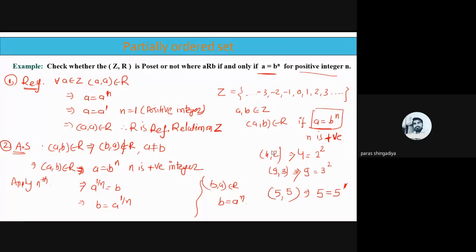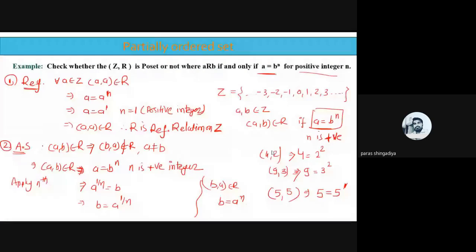How will it be true? You tell me. You have a positive integer; do you know what an integer is? That is called z. Now check the values of z: -3, -2, -1, 0, 1, 2, 3, and so on. That is called integer value.